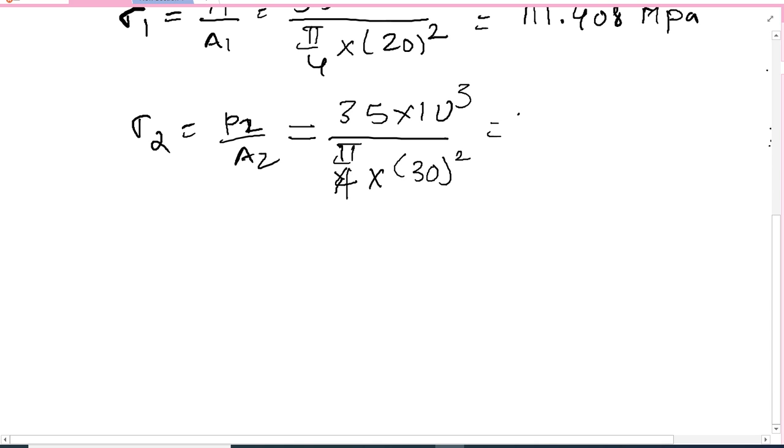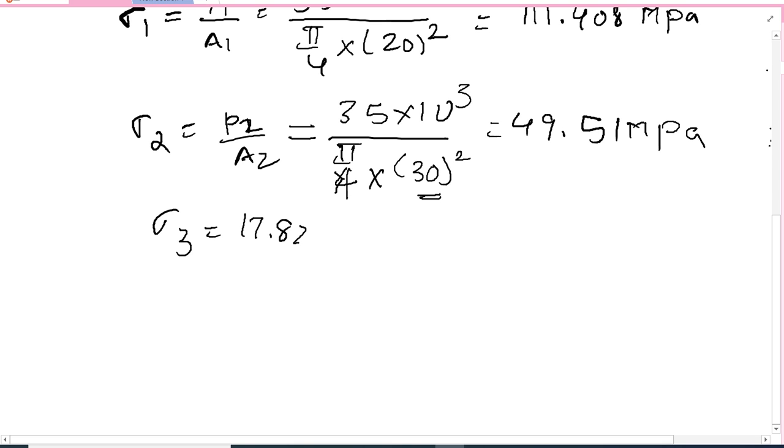we'll get here as 49.51 megapascal. And similarly find sigma 3, we only need to change the area diameter over here, and it will be 17.825. We can see that as the diameter goes on increasing, the stress in each element, in each section, goes on reducing.